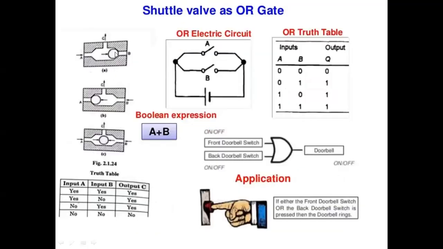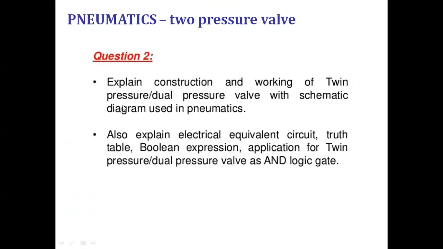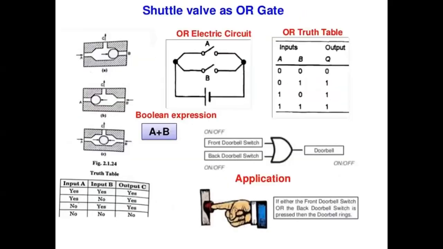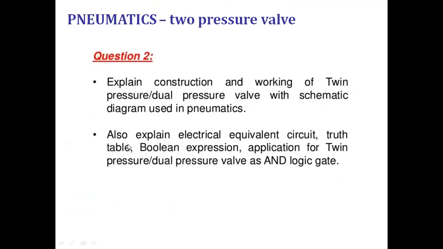See here, simple. In this diagram, pressure at A increases, then ball goes to B side and A to C flow. In second diagram, pressure at B side increases, then ball goes to A, closes the A, and flow goes from B to C.